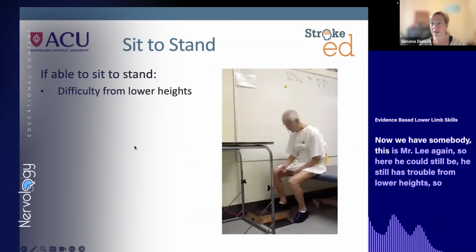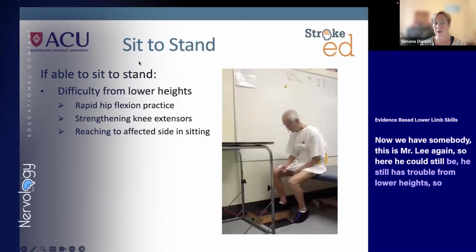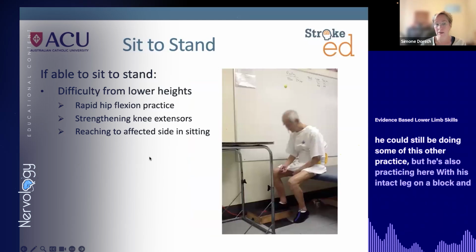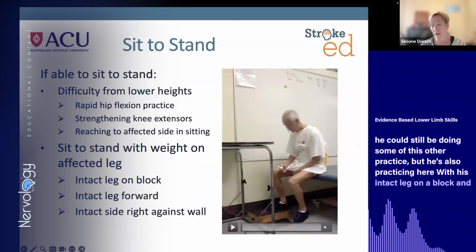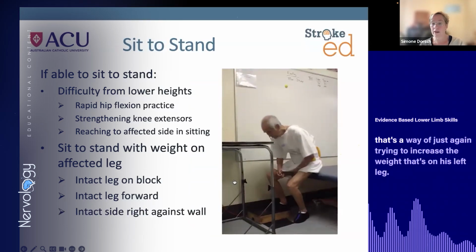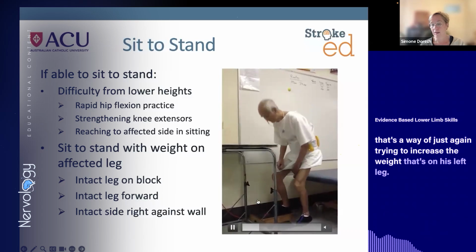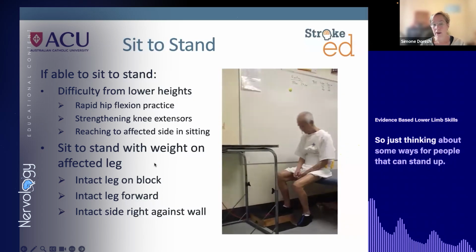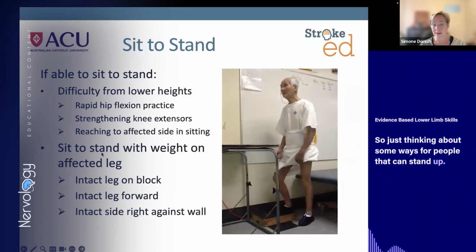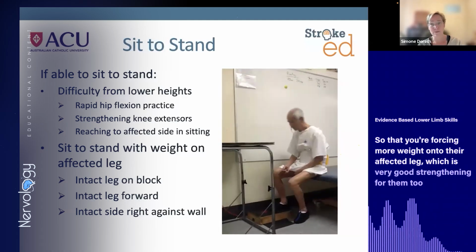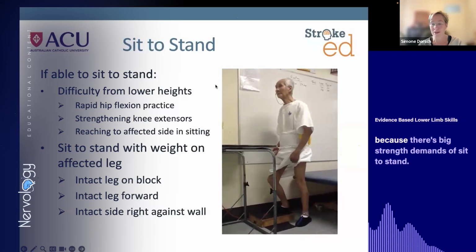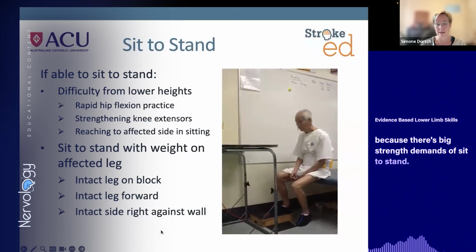Now we have somebody, this is Mr. Lee again. So here he still has trouble from lower heights, so he could still be doing some of this other practice, but he's also practicing here with his intact leg on a block, and that's a way of just, again, trying to increase the weight that's on his left leg. So just thinking about some ways for people that can stand up so that you're forcing more weight onto their affected leg, which is very good strengthening for them too, because there's big strength demands of sit to stand.